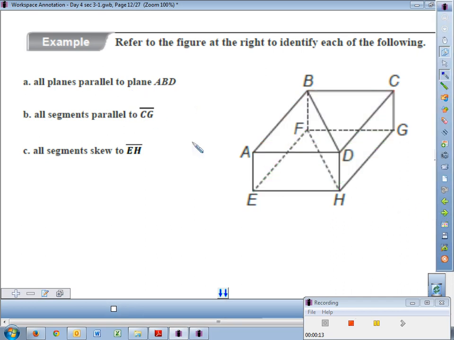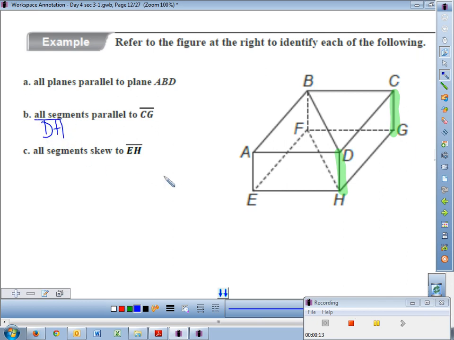Then here's where the highlighters come in. All segments parallel to segment CG. I like to find segment CG and highlight it. Remember, parallel means they don't touch each other, but they have to be going the same direction. So when you think about this one, it doesn't touch it and goes in the same direction. That is segment DH.